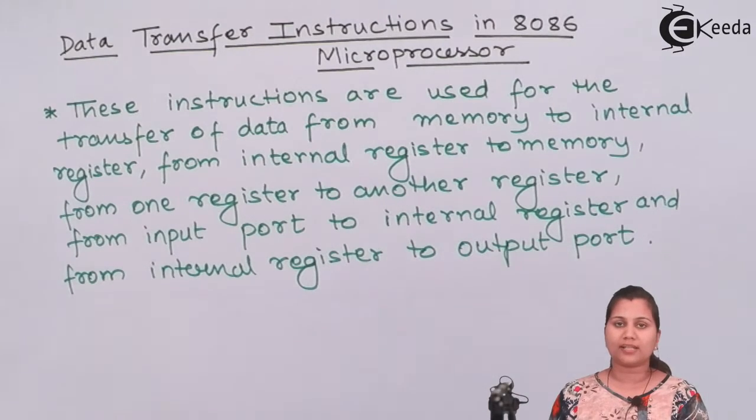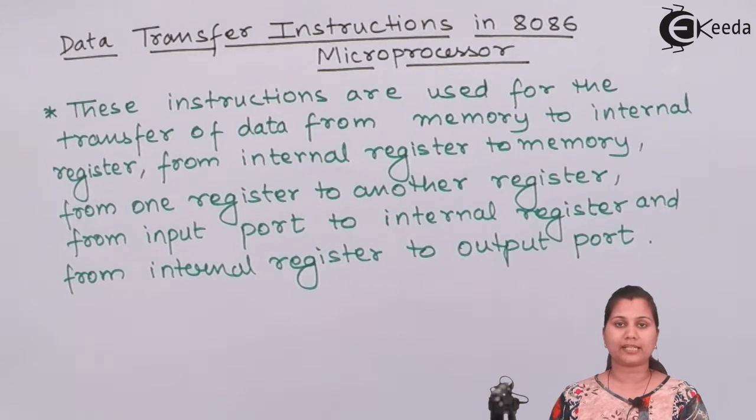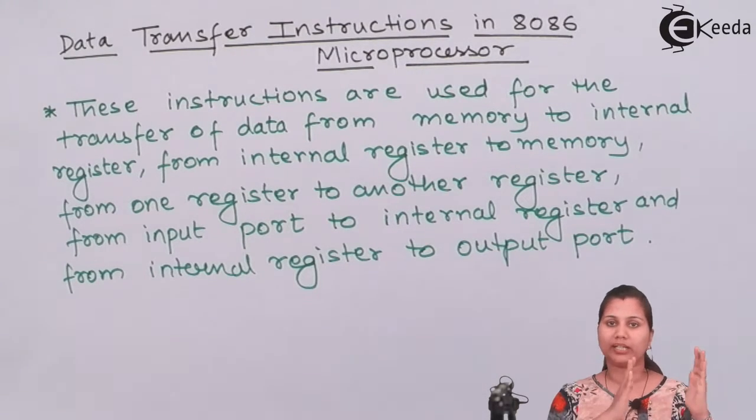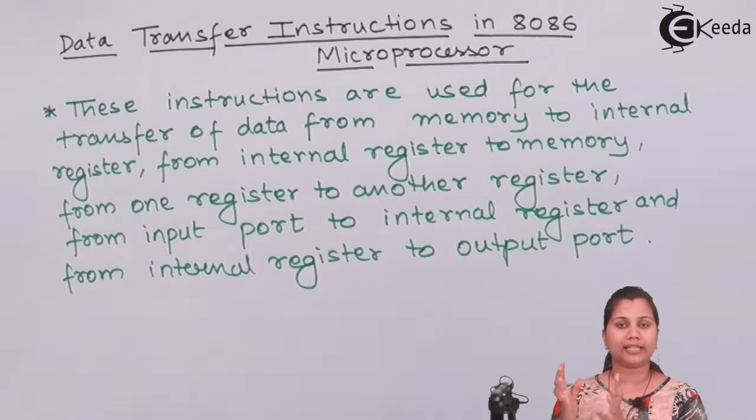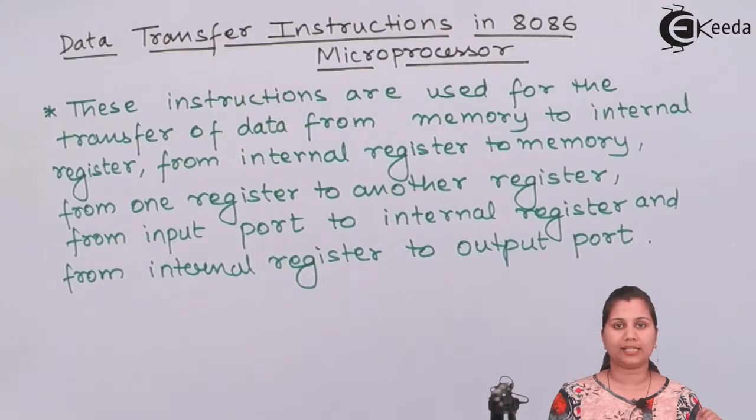So these data transfer instructions are basically used to transfer the data. Now this data transfer takes place from a source place to the destination. That is, the data is picked from the source place and then it is copied or transferred to the destination place. So source and destination are the two places. Now these two places can be either a memory location or a register.